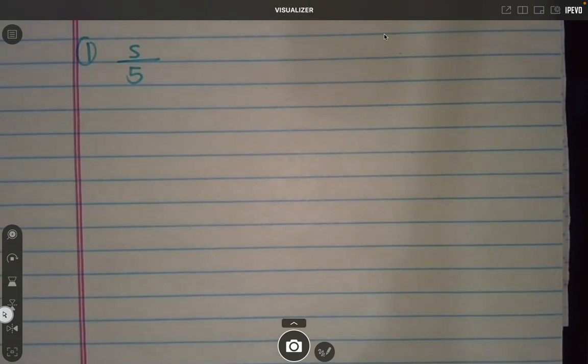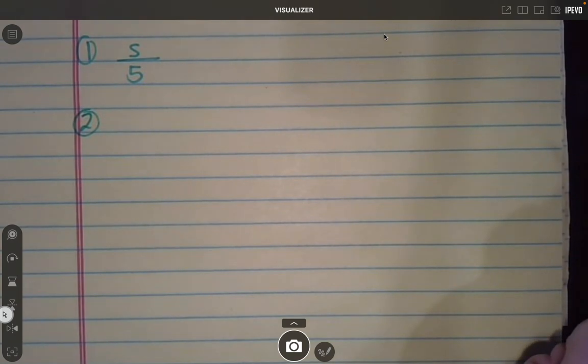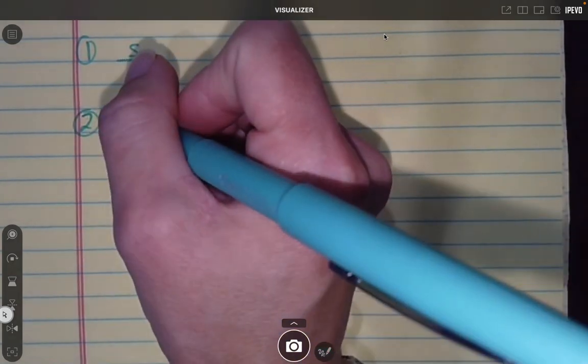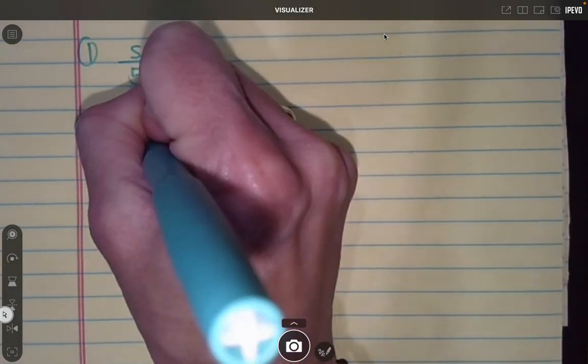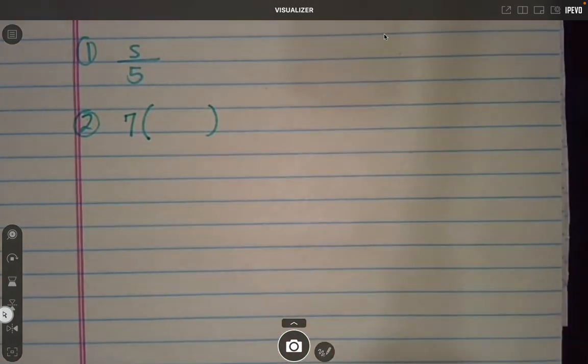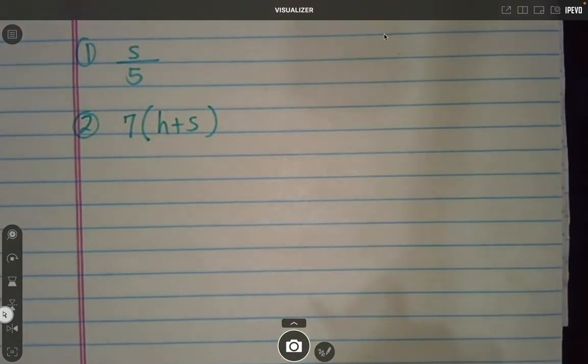Okay, so number 2. It says 7 times the sum of H and S. So you put, what'd you get? D. That's right. You put 7 times, and then you got something else going on. Addition. The sum of H and S. So that's what that one looks like, okay?